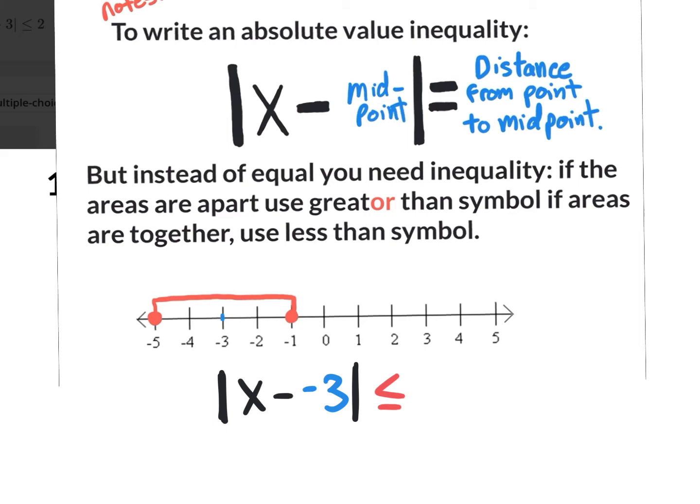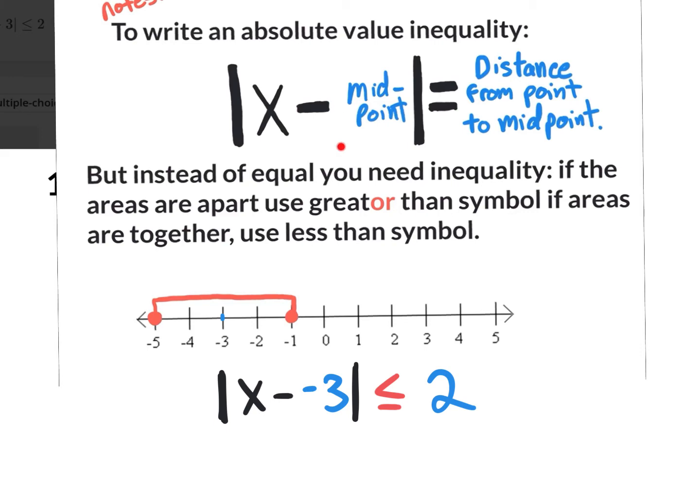It doesn't matter which point you use. When you say how far is it from here to the midpoint, -3, it's 1 unit, 2 units. So that will be a 2 out there. Or if you went this way, 1 unit, 2 units, it's still 2 out there, okay?